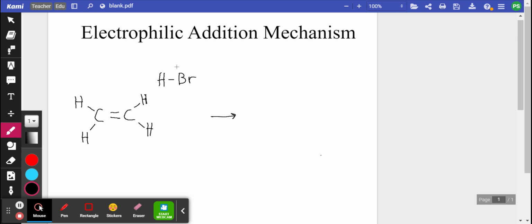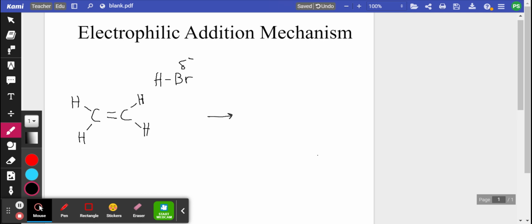Well, in IB, you've already seen that some atoms are more electronegative than others, which means they attract the electrons in a covalent bond more towards them. So in HBr, because of this attraction of Br, you've got a partial negative charge, which is shown as a delta minus on bromine, and a delta plus, a partial positive charge on hydrogen. That means that hydrogen, which is partially positive, is attracted to the electrons of ethene.